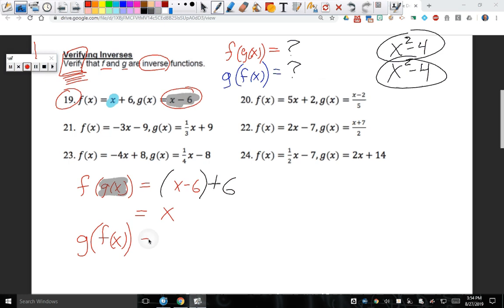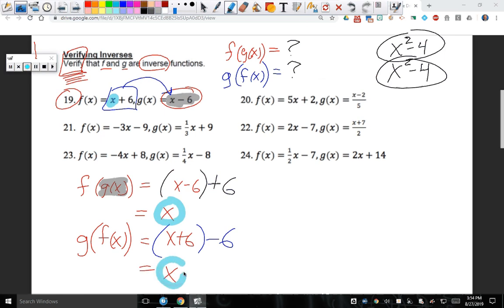Let's do g of f. We'll have time to do one more. Just relax. Just think about it. Which one y'all want to do here in just a bit. We're going to take f now, and we're going to plug it into g. So it looks something like this. What do I get? X. Here we go. Are these the same? Yeah. So then f and g, yes, they are inverses.